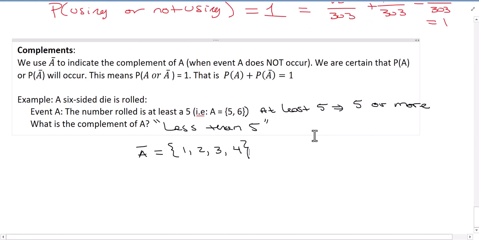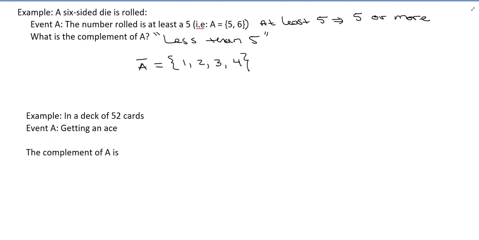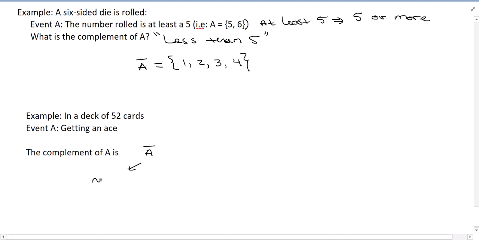Let me add another example here, going back to our deck of cards example. In a deck of 52 cards, event A is getting an ace. What would the complement of A be? So not A. If A is getting an ace, then not A is getting anything other than an ace, getting a card other than an ace.